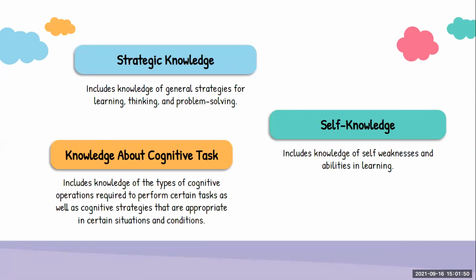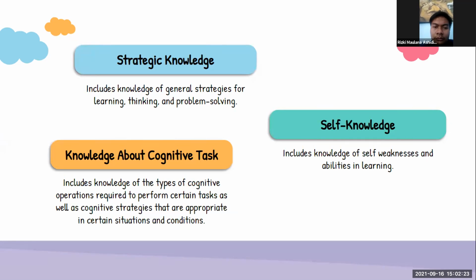So here the metacognitive knowledge includes strategic knowledge, knowledge about cognitive tasks, including contextual and conditional knowledge, and then the third is self-knowledge. Strategic knowledge includes knowledge of general strategies for learning, thinking, and problem solving. Examples of this type of knowledge include the understanding that repeating information is a method of remembering, and the understanding of planning strategies to achieve goals.